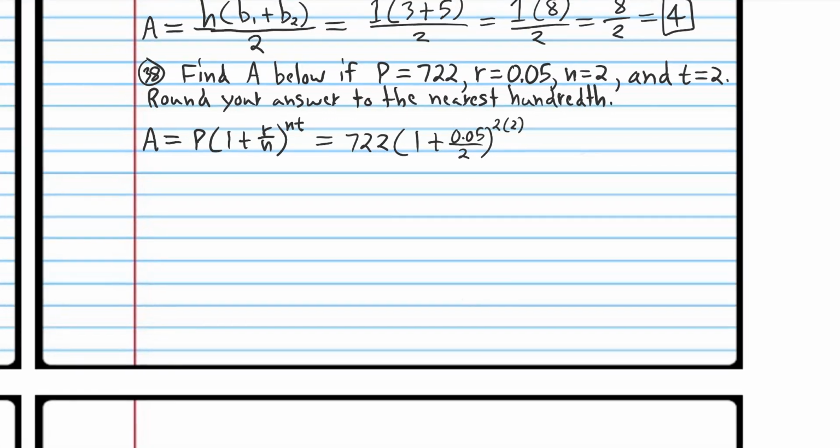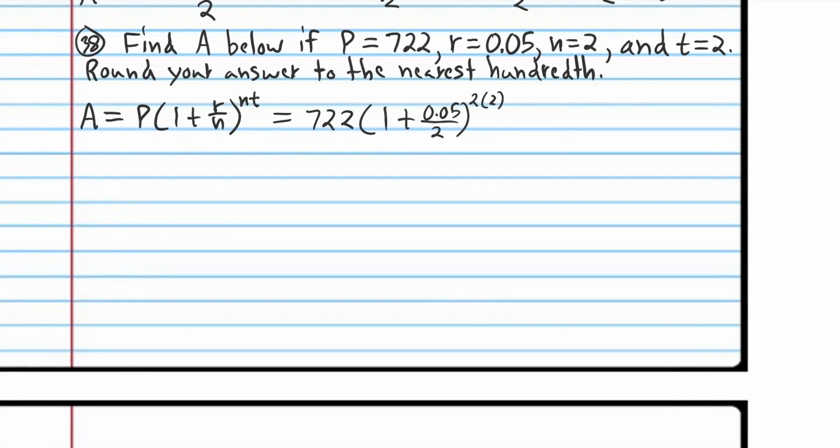All right, so we're going to do parentheses first, PEMDAS tells us. So we have to divide these numbers first, and you can use your calculator for that. So 0.05 divided by 2 is equal to 0.025. And we can go ahead and multiply these together. 2 times 2 is 4.